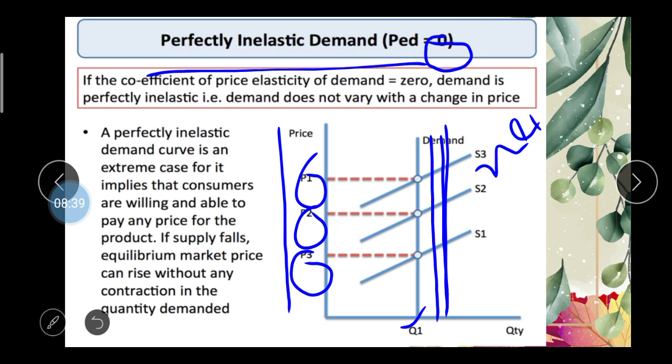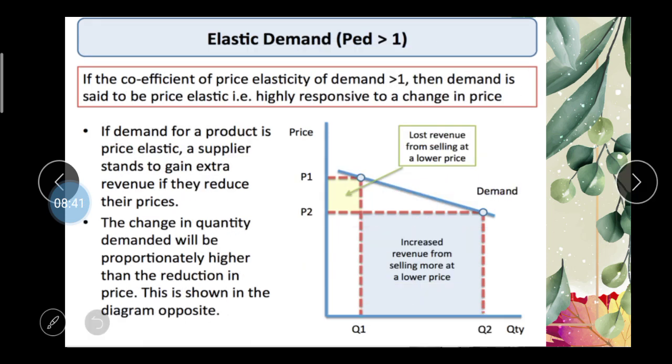Then the third type is elastic demand. It's considered relatively elastic demand. So here you see, if the demand for a product is price elastic, suppliers stand to gain extra revenue by reducing the price. So the change in the quantity demanded will be proportionately higher than the reduction in the price.